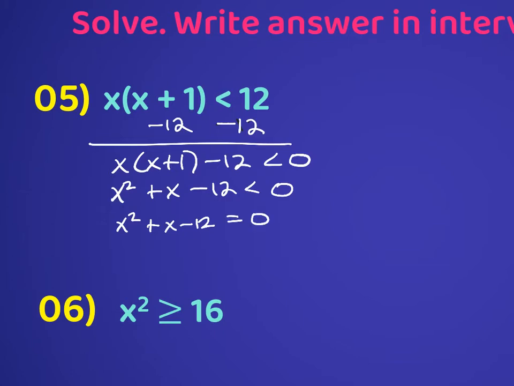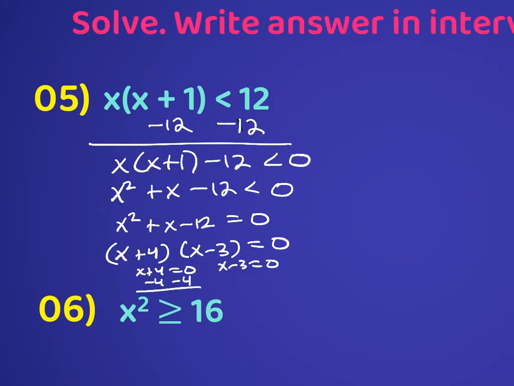And now I factor. Factors in negative 12, that give me positive 1, will be x plus 4 and x minus 3. Set each of the factors equal to 0. So x plus 4 equals 0, x minus 3 equals 0. Subtract 4, x equals negative 4. Over here, add 3, x equals positive 3. Again, set up your number line, least to greatest.